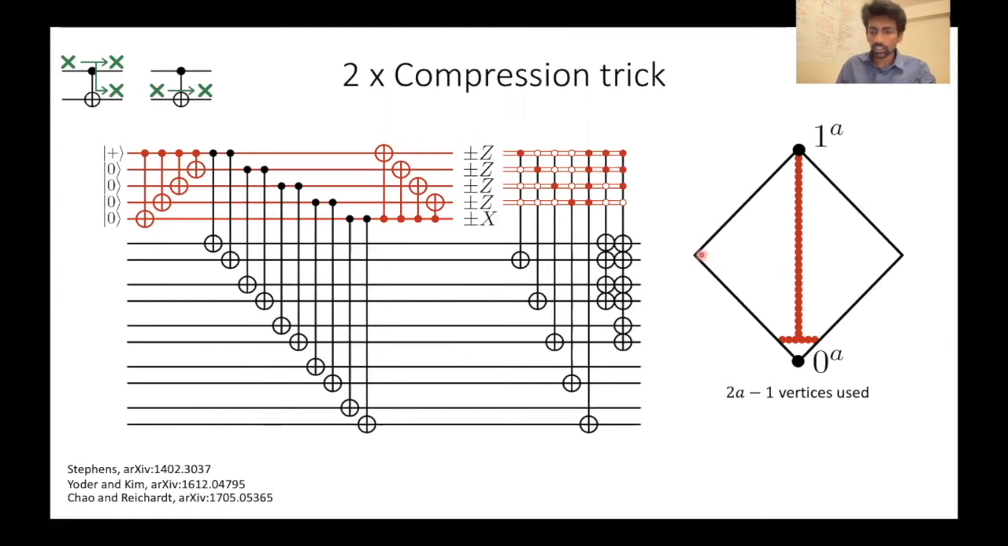So this is actually where the inefficiency comes from. Notice here that a lot of the hypercube is left unused. And so we show that it's actually possible to use almost all 2 to the A vertices of the hypercube. How do we do this?